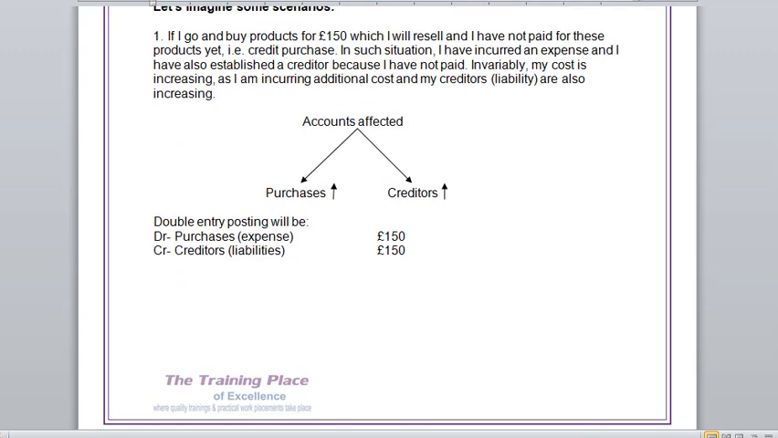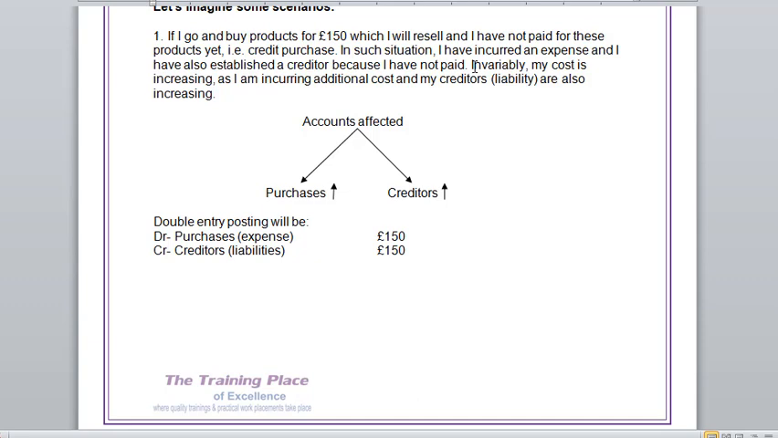The first one says to us, if I go and buy products of £150, which I will resell, and I have not paid for these products yet. That is a credit purchase. That means you are owing somebody. In such a situation, I have incurred an expense and I have also established a creditor because I have not paid. So you go and buy something, you've incurred costs, you've incurred expense. Your expense is increasing. Which expense? In this case, I bought products that I'm going to resell, so my purchases.